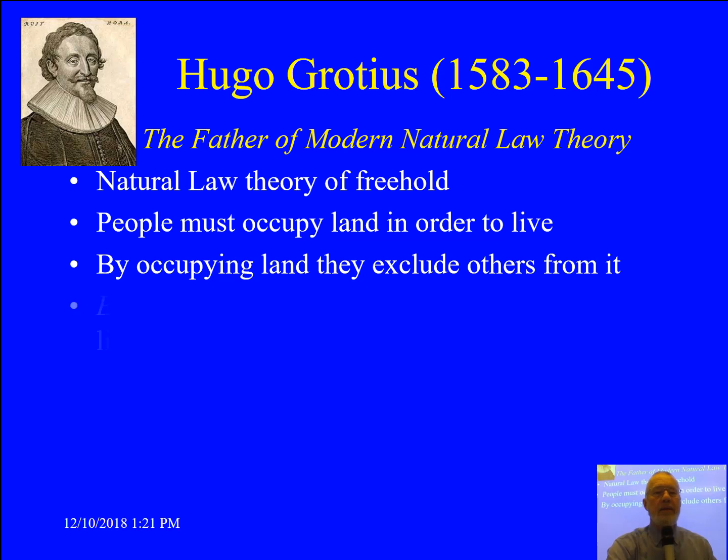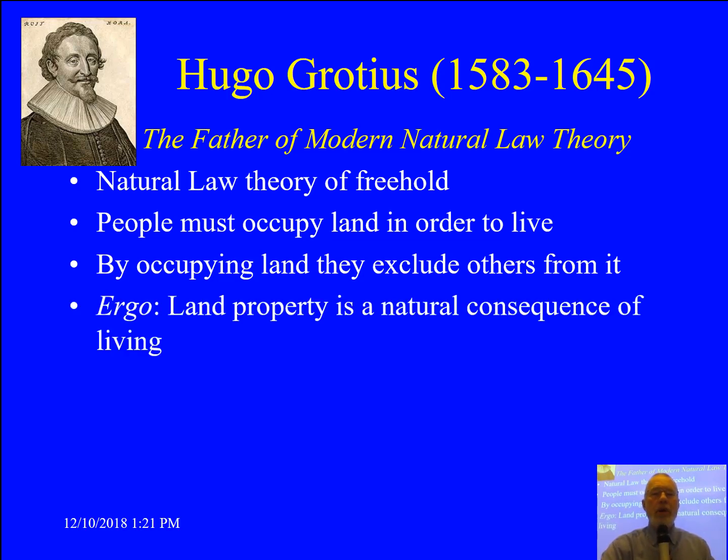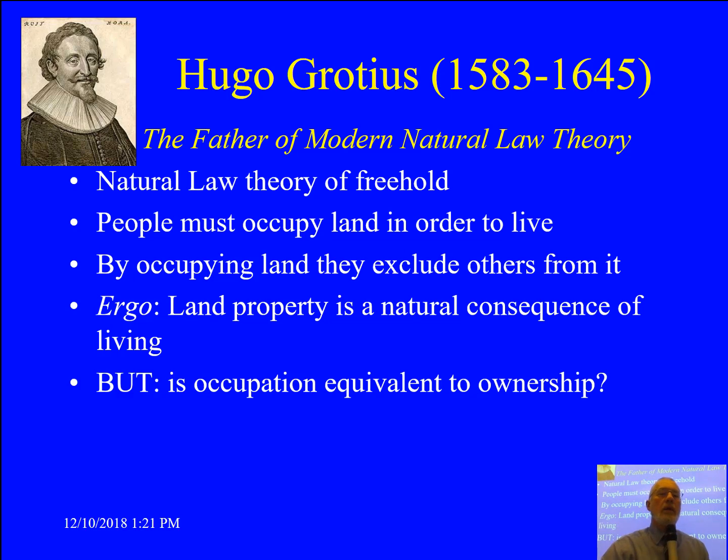As a result of that, land property is natural as a consequence of living. Now, there is a delightful logic to this. And Grotius said, well, therefore, people have to have private property because people need land. And that was considered sufficient at the time. Grotius is still considered to be one of the early modern natural law theorists to give us a theory of absolute private property.